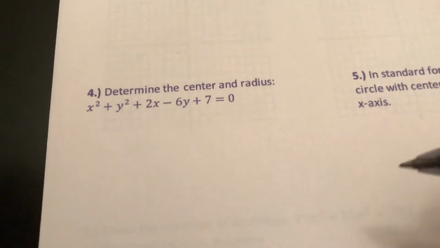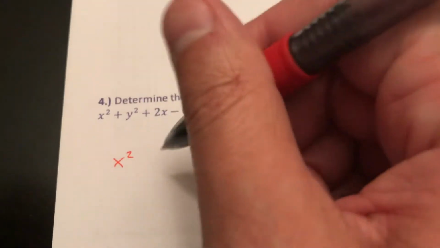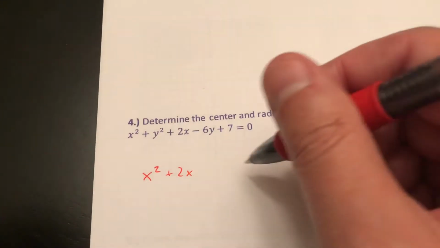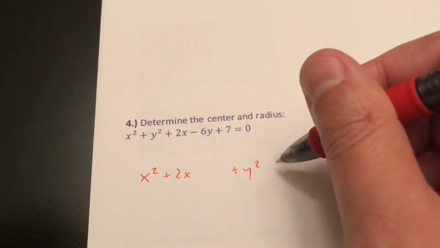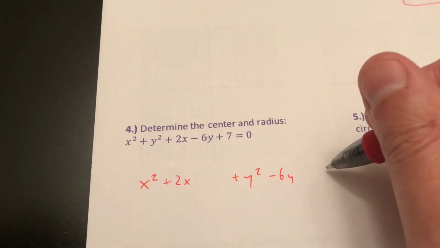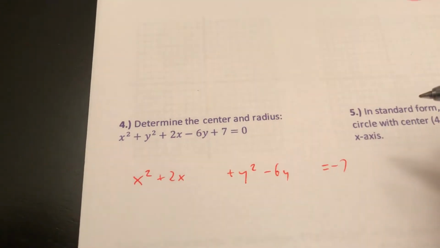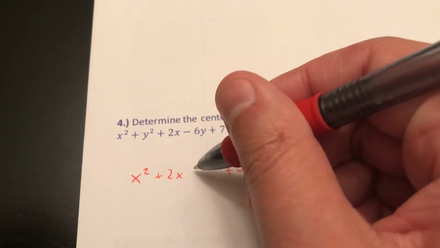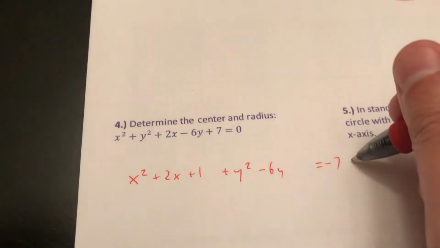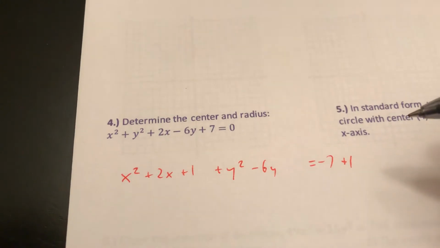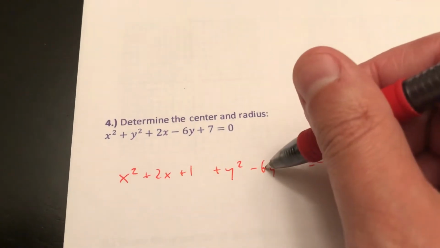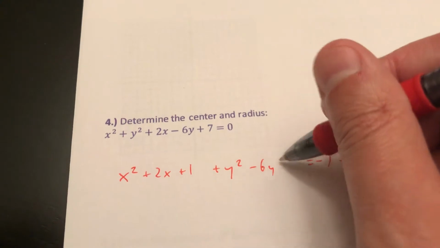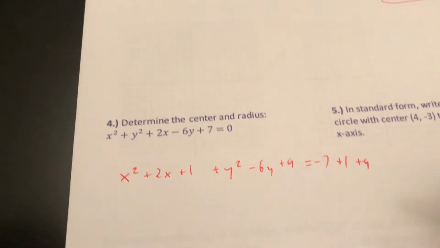Determine the center and radius. I need to complete the square here, so I'm going to move my x terms together. So I've got x squared plus 2x, and I'll leave a little bit of space there, and I've got y squared minus 6y. And I'm going to move the 7 to the other side of the equation, so it's equal to negative 7. So if I complete the square here, divide by 2 and then square, I get a plus 1. Don't forget to balance by adding 1 on the other side of the equation. And then here I divide by 2 and square, and that's going to be a plus 9, and I balance with a plus 9 over here.